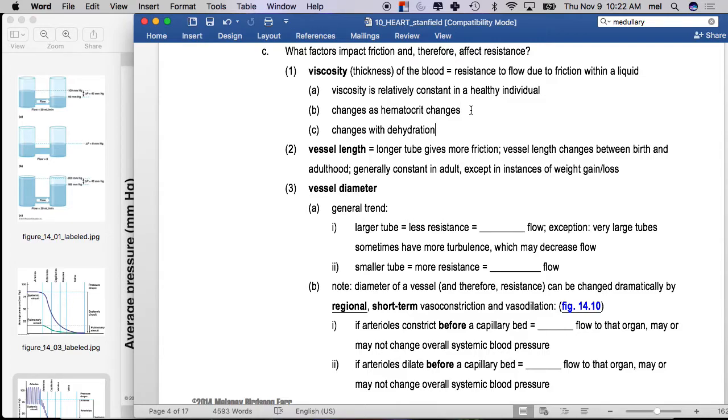Okay, so the other one is vessel length. If P1 and P2 get really, really far away from one another, I am going to try to blow the same volume of fluid through a 6-inch tube and now through a 60-inch tube. Is the same pressure going to be adequate? No, because of friction in the tube. Okay, so this is important in a couple of different times.